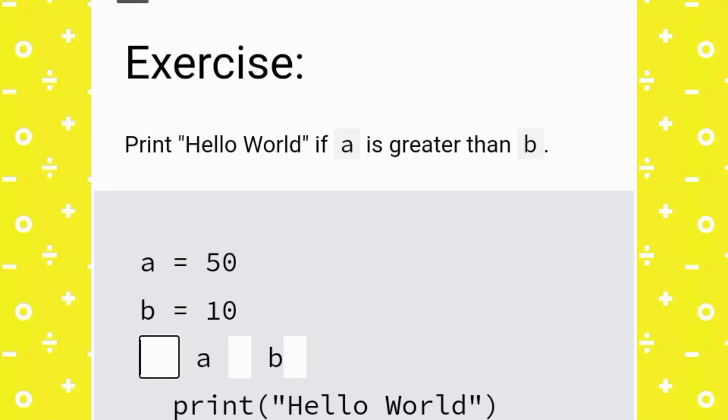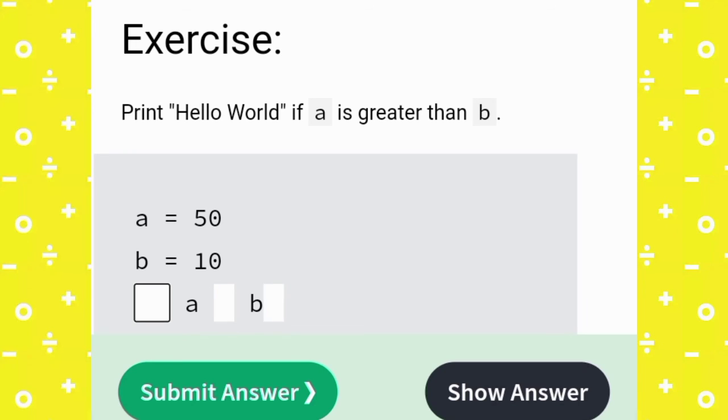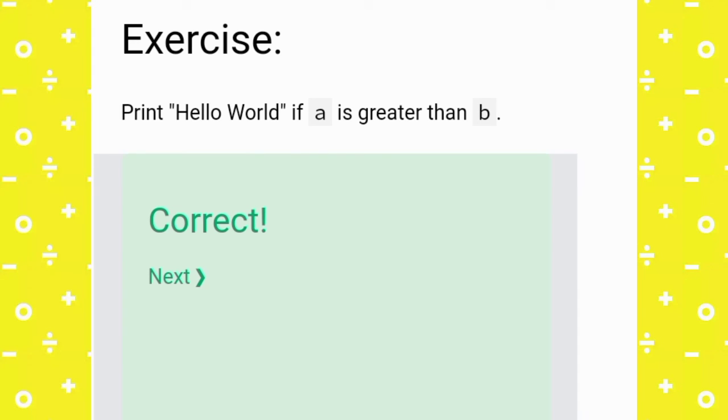So what do we put in these empty boxes to make this question correct? Here you put the word if, then we come here and put, it's true that A is greater than B, so you put the symbol of greater than, then you put here a colon. Don't forget this colon is very important. So let's submit and see. Yes, you can see we are correct.